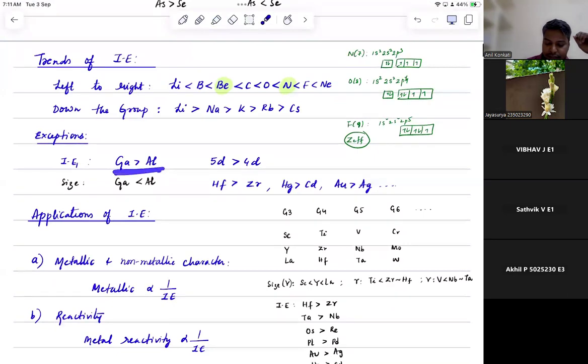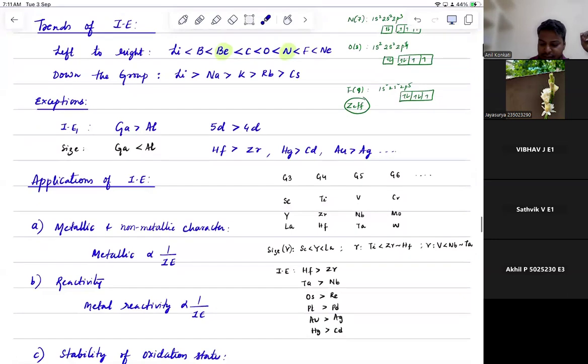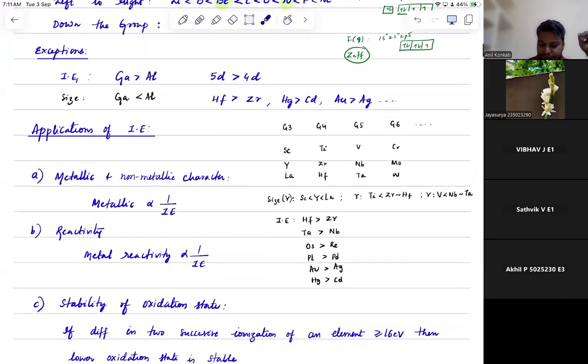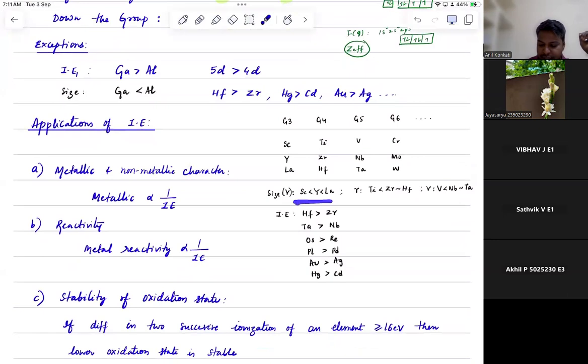Other exceptions are gallium versus aluminium. Gallium will have greater ionization than aluminium, even though size wise aluminium is bigger. And all 5d elements will have greater ionization than 4d elements, like hafnium, mercury, gold. They will have higher first ionization compared to the elements present in the 4d series. So you can see that size wise lanthanum is more, but this is what the size is.